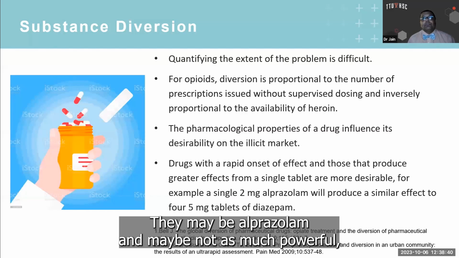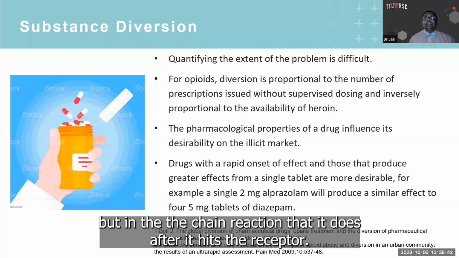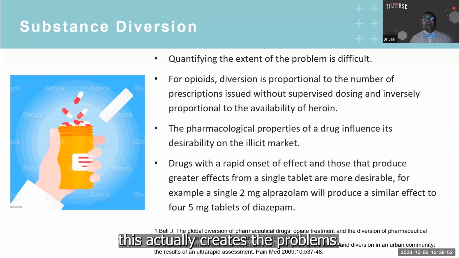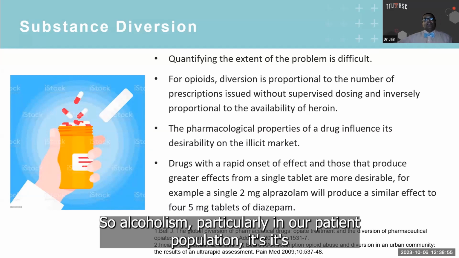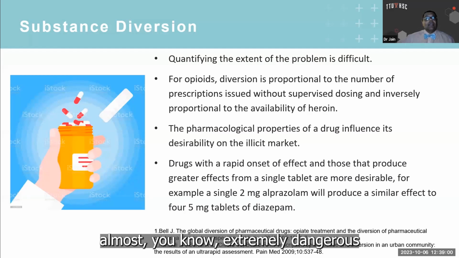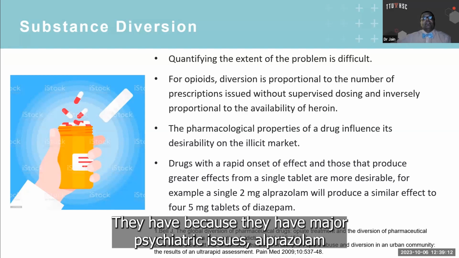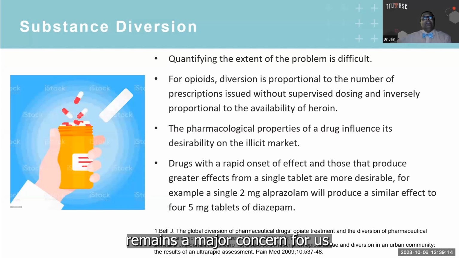alprazolam may not be as powerful, but the chain reaction that it does after it hits the receptor, right, in terms of lipid solubility and how fast it goes into the central nervous system, this actually creates a problem. So alprazolam, particularly in our patient population, it's almost extremely dangerous to prescribe alprazolam, Xanax, in our population. And so we are very careful, particularly because they have major psychiatric issues, alprazolam remains a major concern for us.